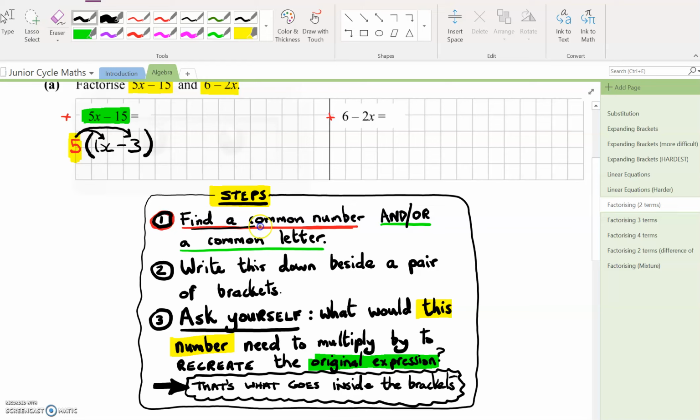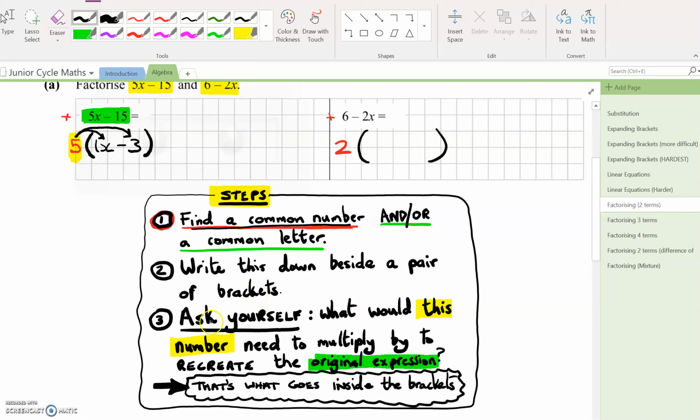Let's try it on this question. Let's look for a common number first. Is there a common number? Is there a number that can go into both of those numbers, 6 and 2? Is there a number that will divide into both? Yeah, 2. 2 will divide into both, so we put 2 down. And of course then we put beside it a big pair of brackets.